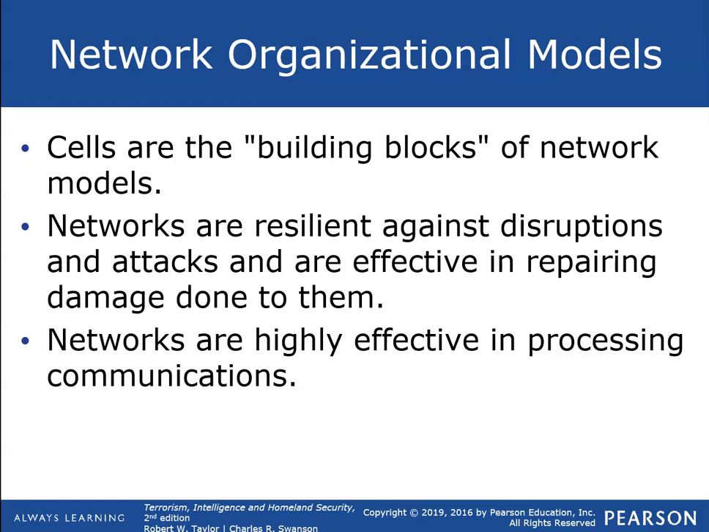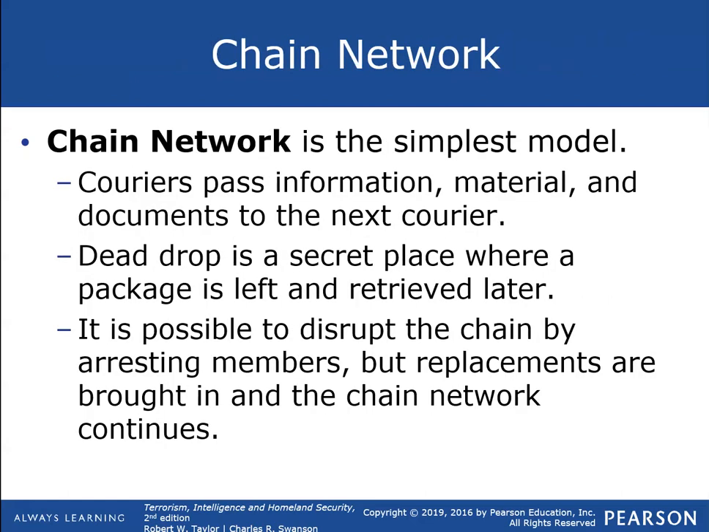And we're going to talk about a couple of different organizational network models. We're going to talk about the chain model, the hub or the star model, the wheel model, and then the all channel model. So let's go ahead and jump into that. So the chain network model is the simplest. This is where couriers pass information, material, and documents to the next courier. And they use what they call a dead drop. This is a secret place where paperwork or a package or information is left, and it is retrieved later.